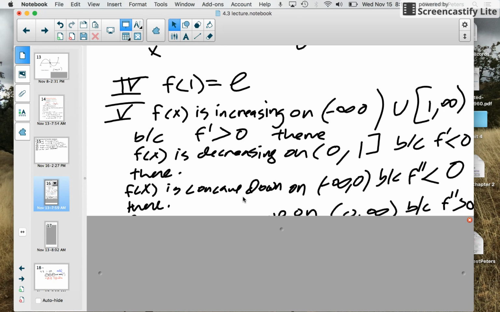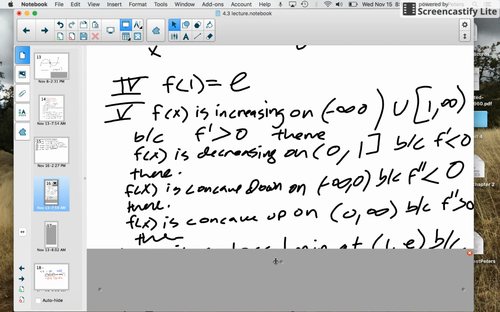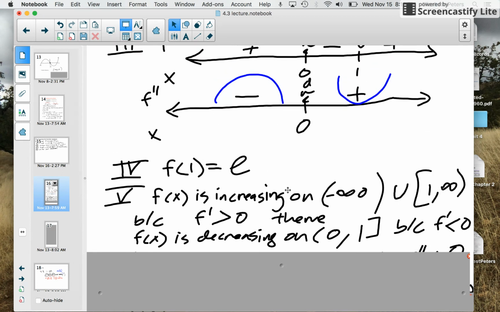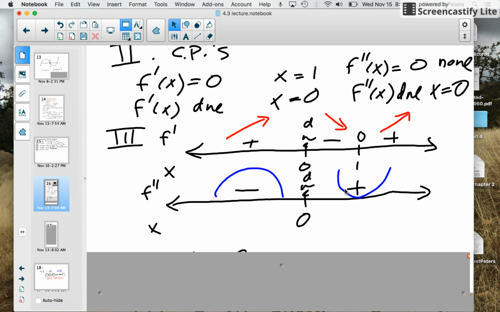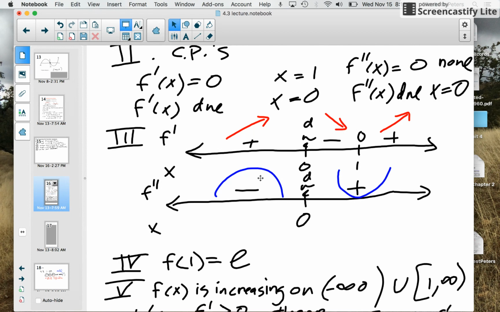We know that f of x is concave down on negative infinity to 0 because the second derivative is less than 0. We know that f of x is concave up on 0 to positive infinity because the second derivative is greater than 0. And those are coming from right here. Second derivative is positive here. Here the second derivative is negative.